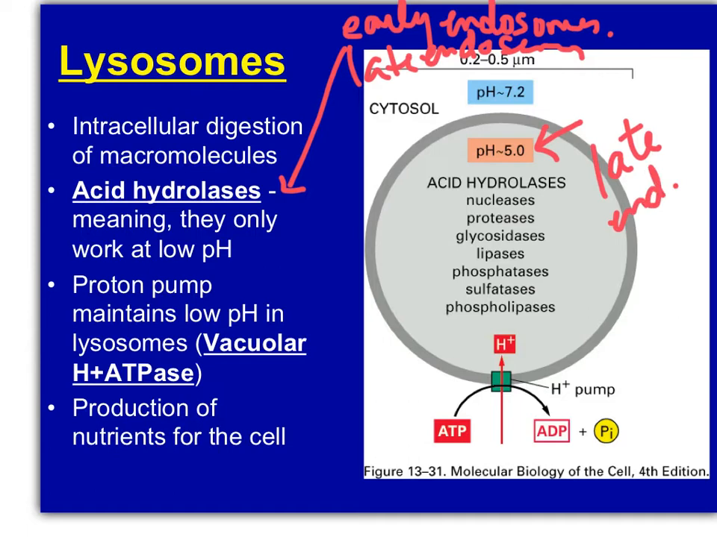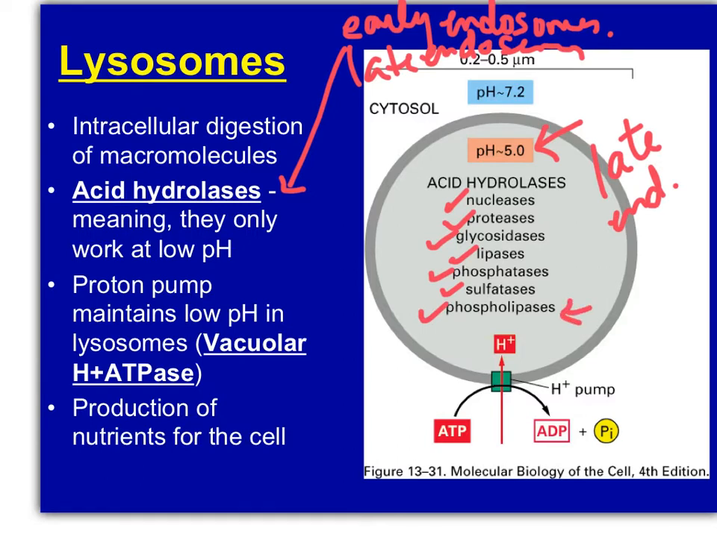And in this case, there are different enzymes. Nucleases. What do nucleases do? Nucleases chop up nucleic acids, so strings of nucleotides. Proteases chop up proteins. Glycosidase chops up, what is a glycosidase? Right? Carbohydrates. Lipase cuts up lipids. Phosphatases take off phosphate groups. Sulfatases take off sulfate groups, or sulfurs, and phospholipases chop up phospholipids.